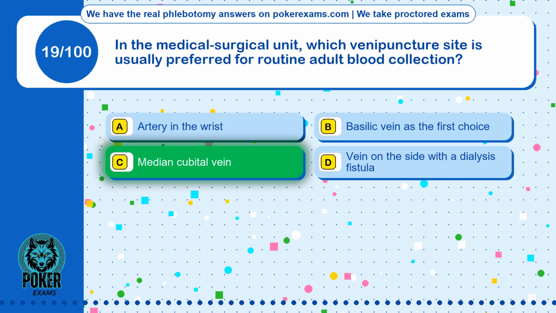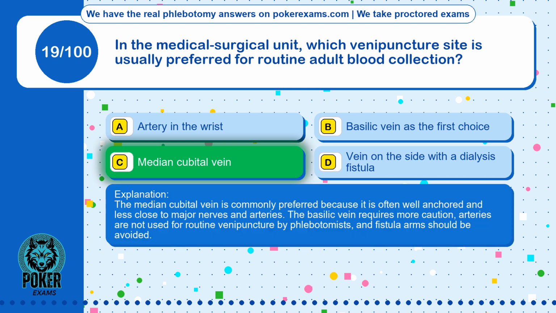Median cubital vein. The median cubital vein is commonly preferred because it is often well anchored and less close to major nerves and arteries. The basilic vein requires more caution. Arteries are not used for routine venipuncture by phlebotomists, and fistula arms should be avoided.